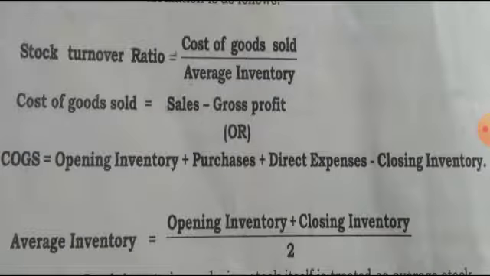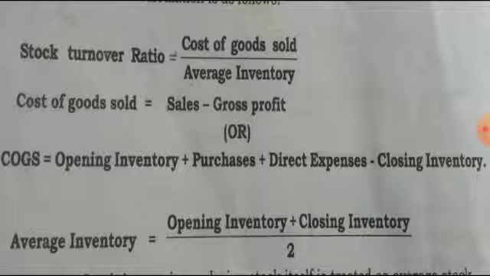So stock turnover ratio, the formula is cost of goods sold divided by average inventory. The cost of goods sold is equal to sales minus gross profit, or the formula is opening inventory plus purchases plus direct expenses minus closing inventory. Now, how to find the average inventory: average inventory is equal to opening inventory plus closing inventory divided by 2. This is the formula where you find the average inventory.